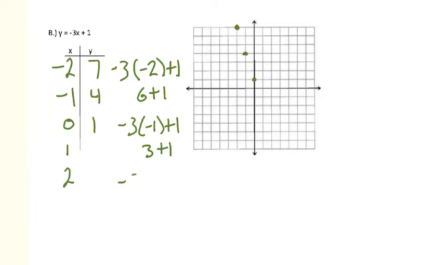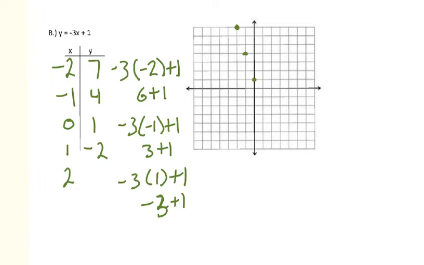Let's try just a value of 1 here. So we'll move on to the next one. -3 times 1 plus 1 is -2 plus 1, which is negative, oops, almost made a mistake there. How about this? How about let's make -3 times 1 what it's supposed to be. It's -3. We'll add 1 and we'll get -2.